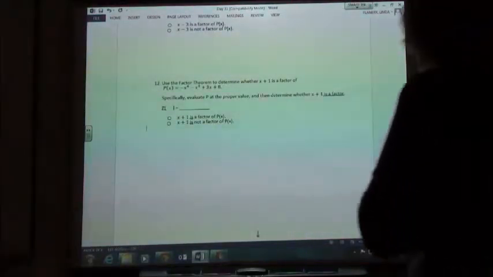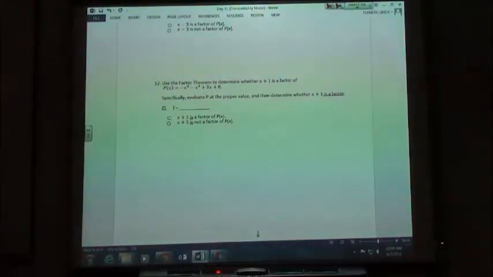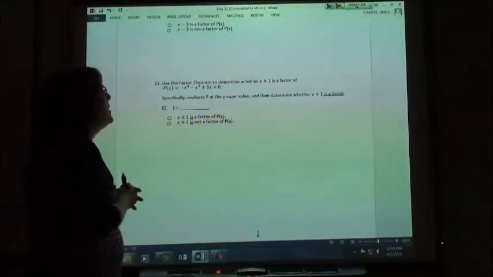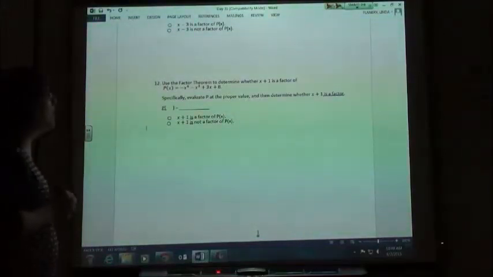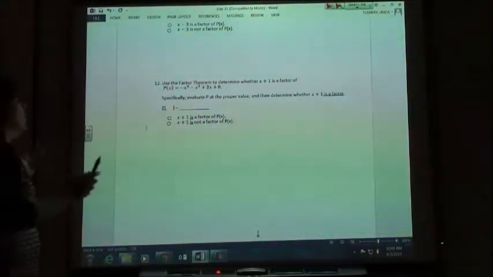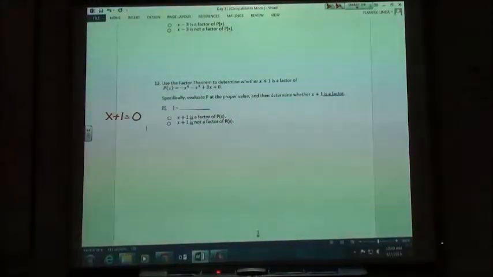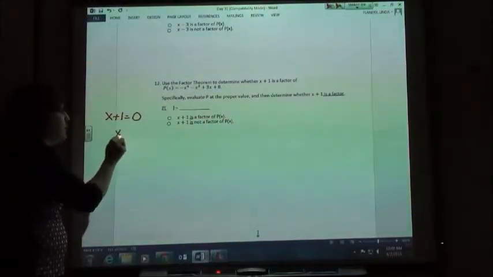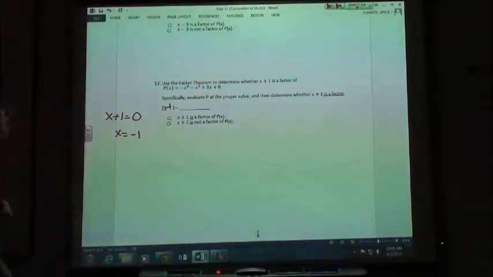All right, number 12 was the same as number 10, so I've changed the problem here, so just make sure you get the right problem. It says use the factor theorem to determine whether x plus 1 is a factor of negative x to the fourth minus x to the third plus 3x plus 8. Specifically evaluate p at the proper value and then determine whether x plus 1 is a factor. If x plus 1 is a factor, it would have to be equal to 0. Solving that, x would have to equal negative 1. So we're going to evaluate p of negative 1.